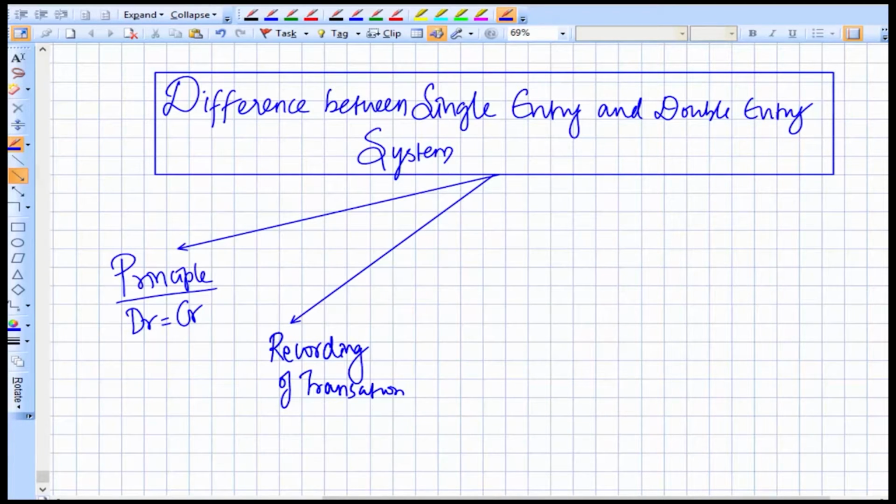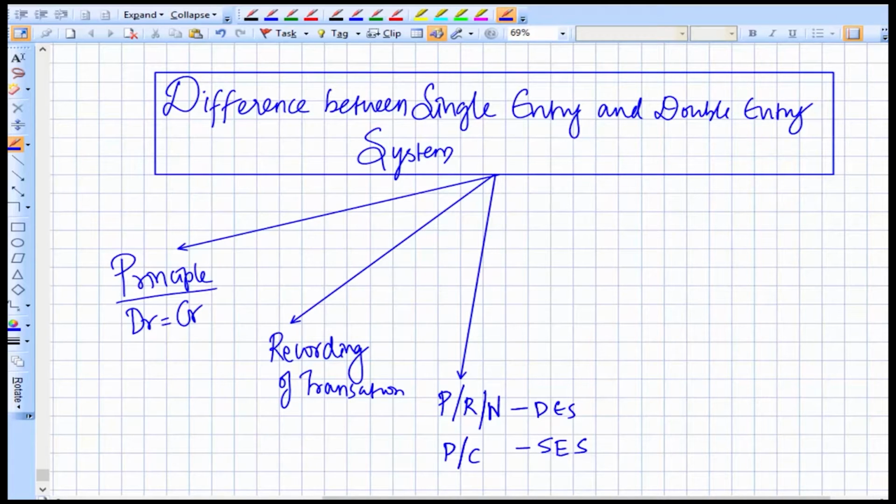Then what are the accounts that are maintained in both the systems? If you take a double entry system, we have all the three. That is, we maintain personal, real, and nominal accounts. Whereas in case of single entry system, only the personal accounts, and in real accounts also, not all, only the cash is maintained. So only the personal and cash accounts are maintained in single entry system.